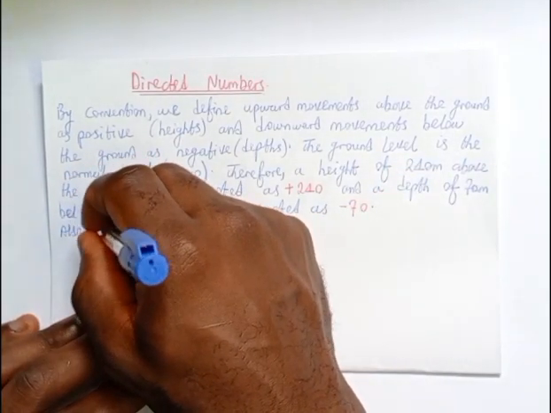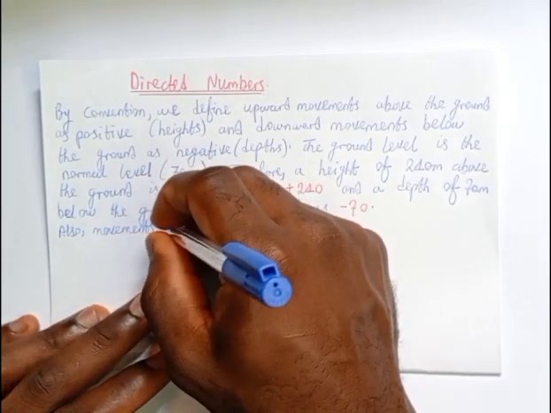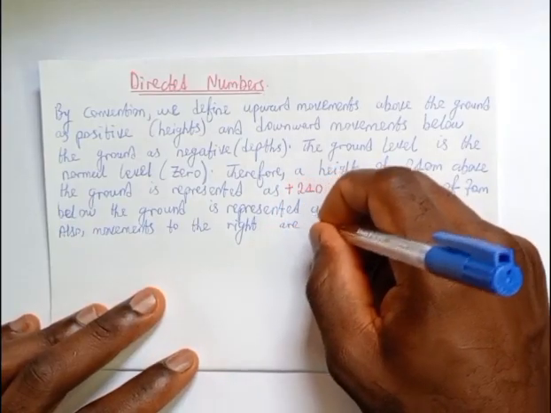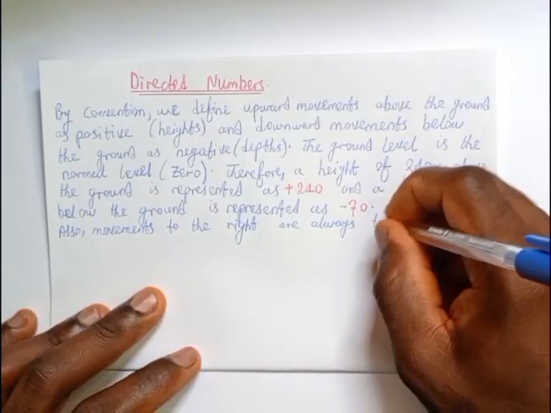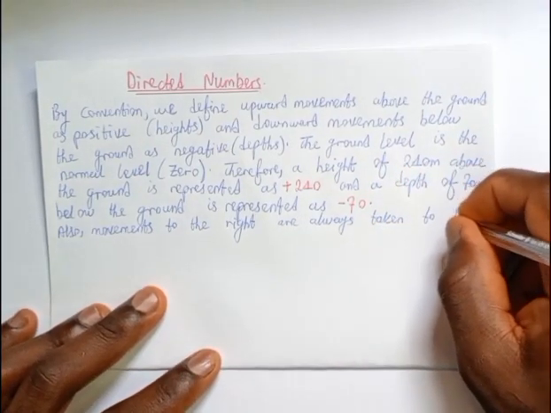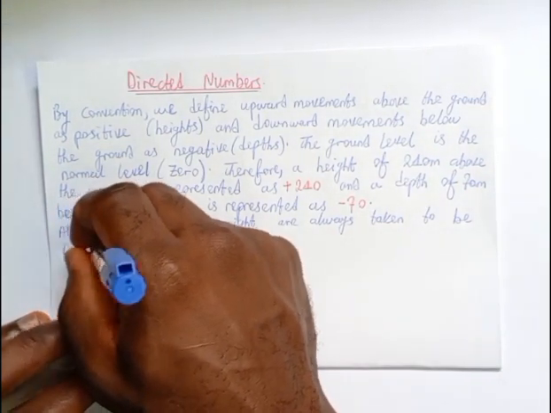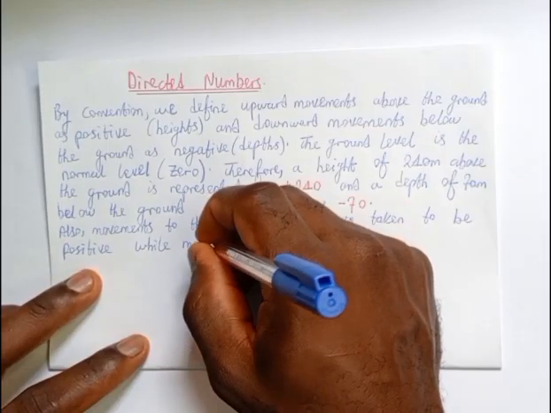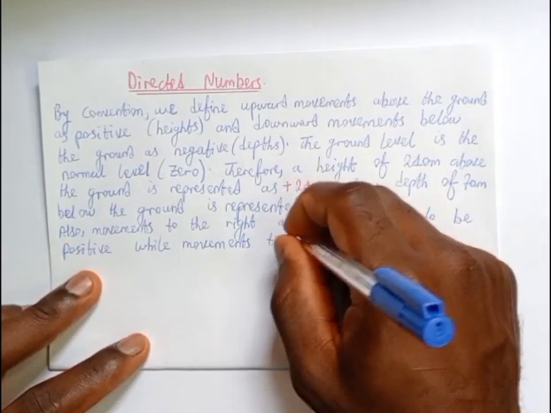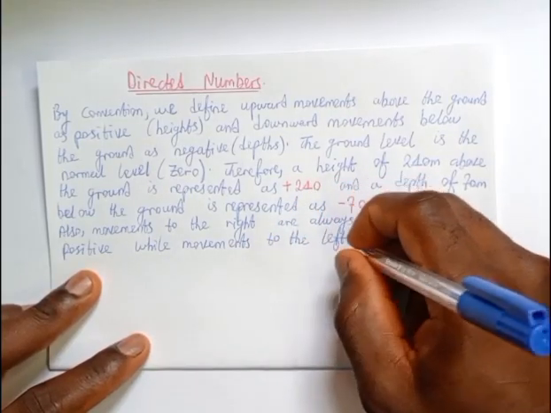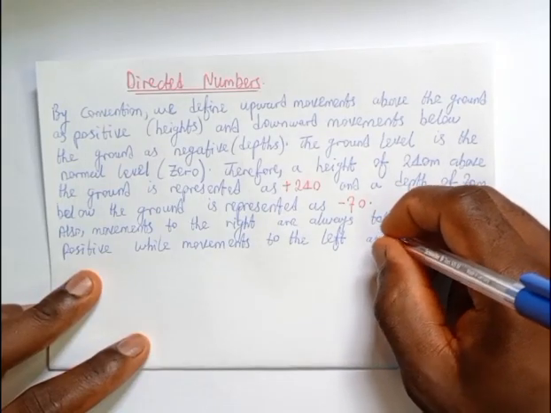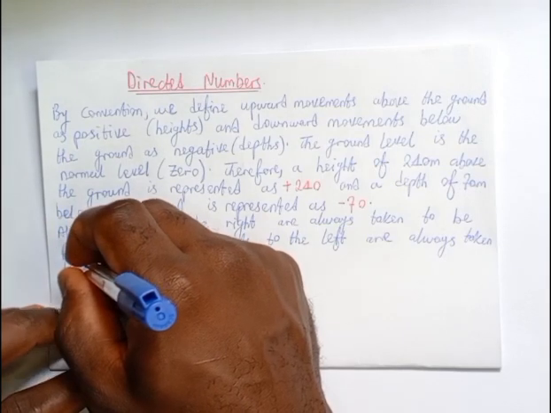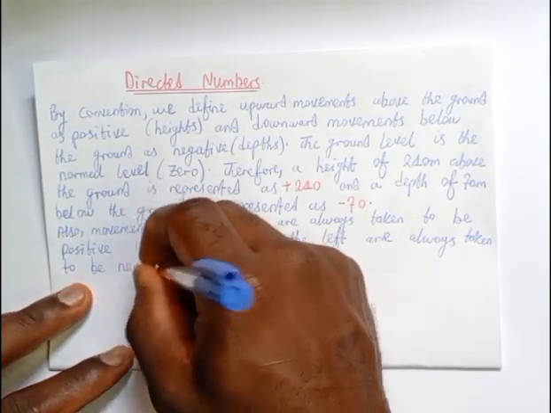Also, movements to the right are always taken to be positive, while movements to the left are always taken to be negative.